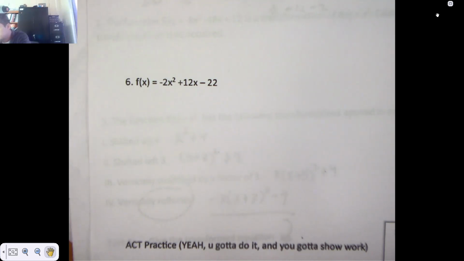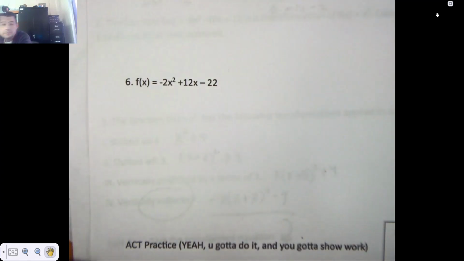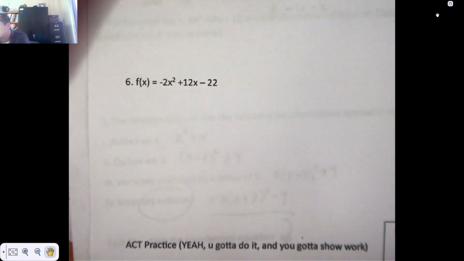I wonder if I should have. You may not be able to find the x-intercepts, or I may have to just teach you something you're not aware of right now. It's called the quadratic formula. We'll see. We'll see.